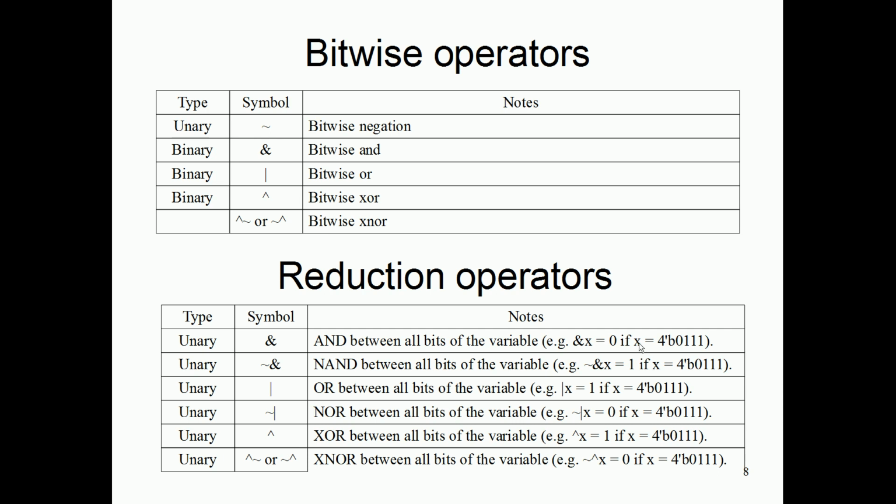But let's say this x is a 4-bit value, 0 1 1 1. So AND x means we are doing an AND operation between these bits. So 0 AND 1 AND 1 AND 1, which will of course result in 0 as a bit. Now this is NAND of x, which of course evaluates to 1. Similarly for the OR, it will be OR between all these bits, 0 OR 1 OR 1 OR 1. Of course, it will evaluate to 1 in this case. And similarly NOR, XOR, and XNOR.